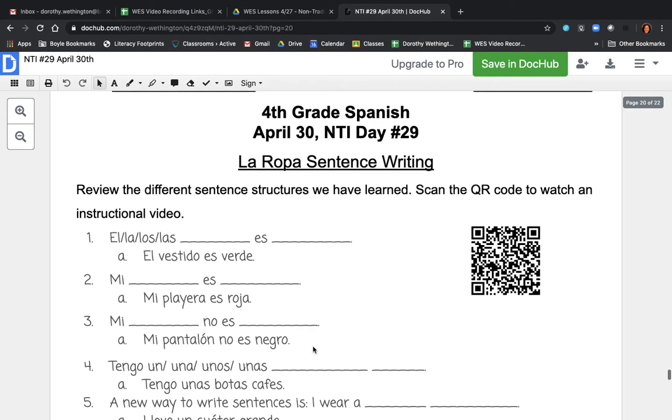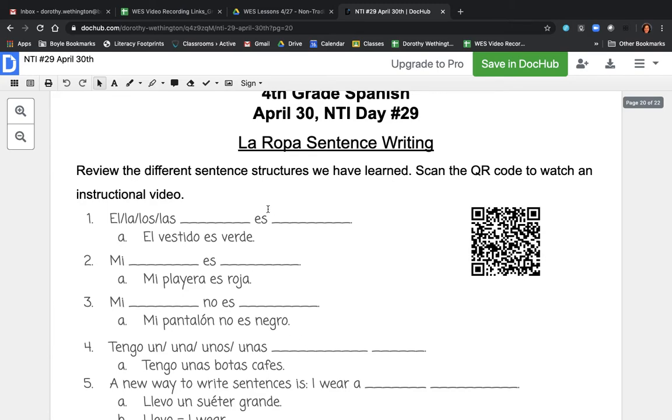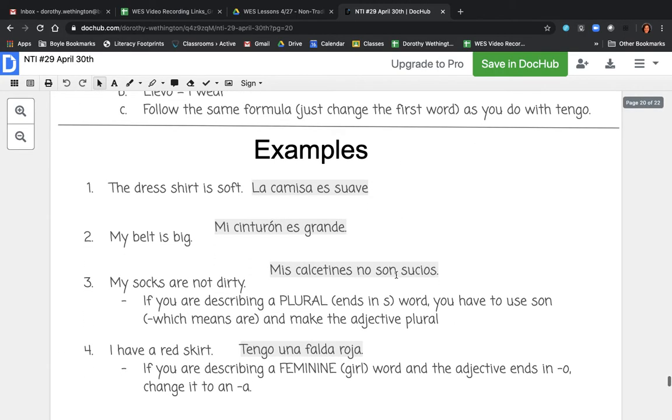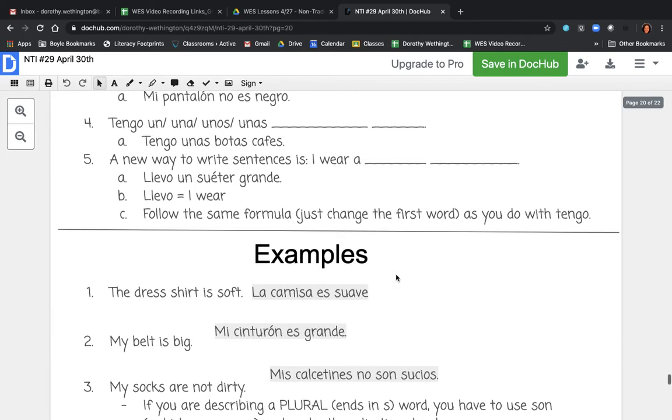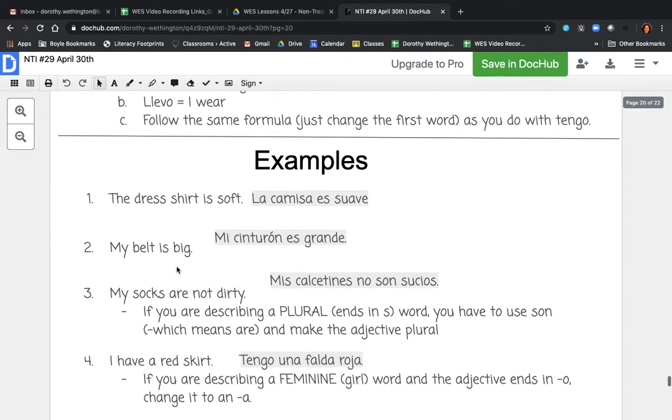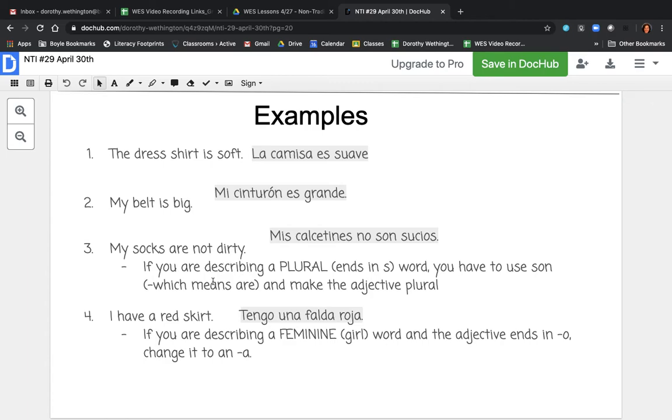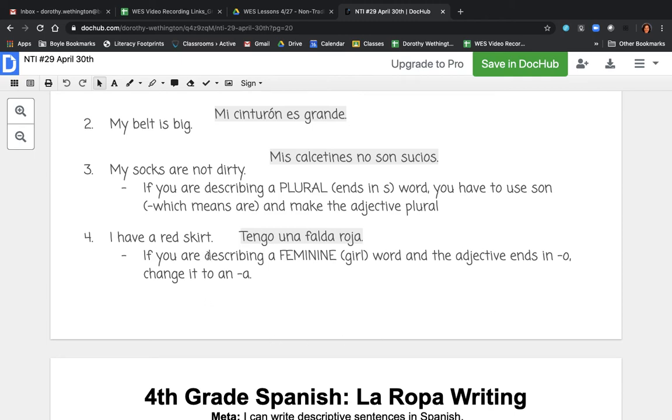Spanish. Review the different sentence structures we have learned. Scan the QR code to watch an instructional video. Examples. This dress shirt is soft. My belt is big. My socks are not dirty. If you're describing a plural, ends in an S word, you have to use son, which means are, and make the adjective plural. I have a red skirt. If you are describing a feminine girl word and the adjective ends in -o, change it to an -a.